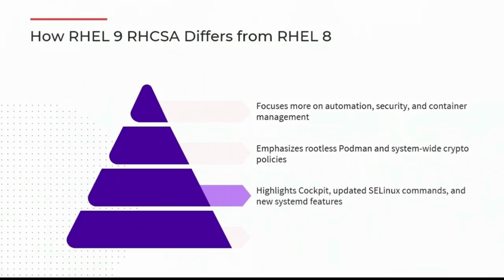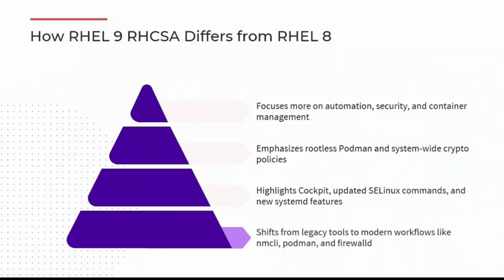Also, the use of Cockpit, a web-based interface for managing Linux, has been given more attention, along with updated SELinux commands and new systemd features. Compared to the older RHCSA based on RHEL 8, the RHEL 9 version has around 25–30% updated content. Tasks involving legacy tools, such as iptables, are being phased out, and newer tools and workflows, like nmcli, Podman, and firewalld, are becoming more prominent.